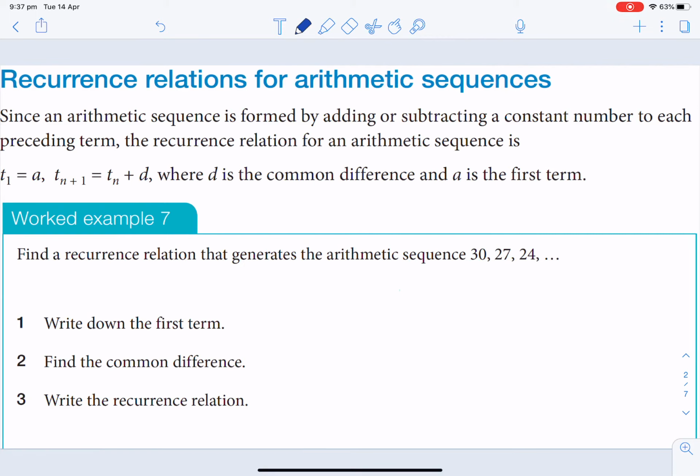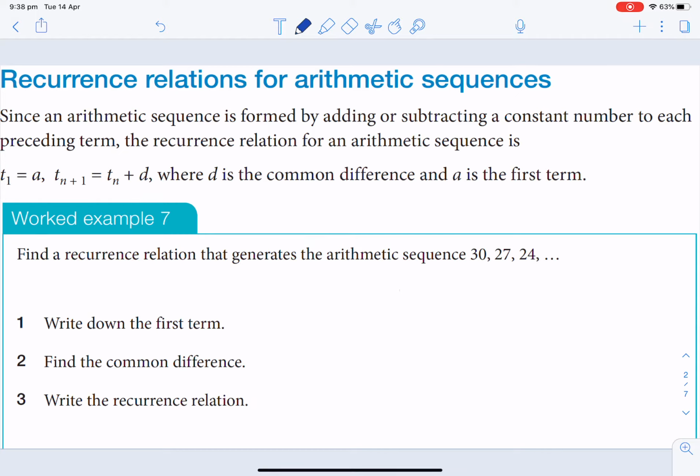So far we have learnt about geometric and arithmetic sequences. Remembering with arithmetic, we need our initial term, A, and our common difference, D. After that, you can find any number in a sequence. So, recurrence relations for arithmetic sequences. Since an arithmetic sequence is formed by adding or subtracting a constant number to each preceding term, the recurrence relation for an arithmetic sequence is T of 1 equals A, and T of n plus 1 equals T of n plus D, where D is the common difference and A is the first term. We also know our common difference and how to find it.